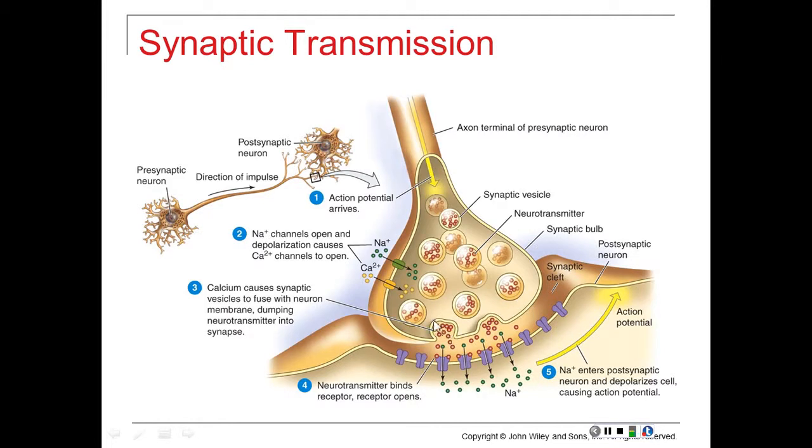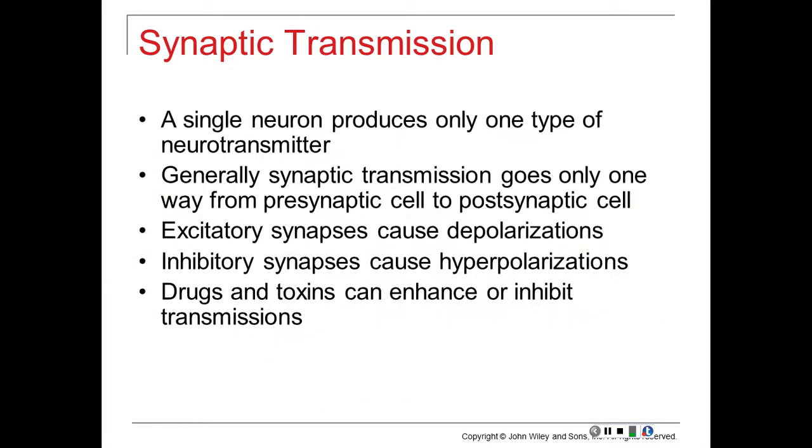and in that process, those neurotransmitters can then bind to that postsynaptic cell, that cell that's on the other side of the synapse. When those neurotransmitters bind to those receptors, it causes those sodium channels to open, and the sodium rushes into the cell, and then the action potential can propagate and continue in that postsynaptic cell.